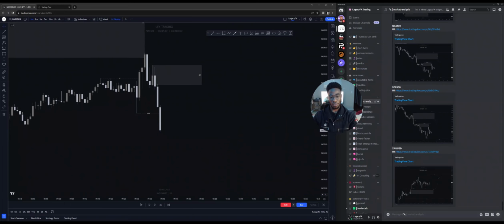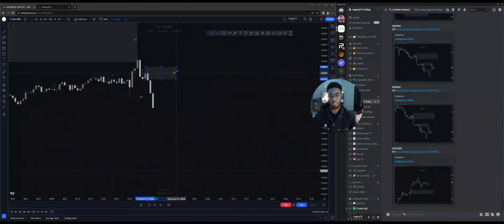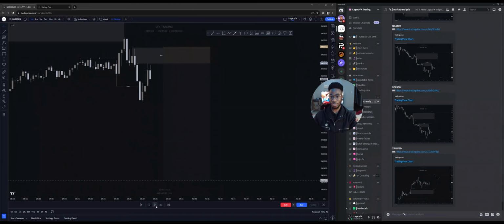And our target was the H4 low down here. Okay, so we're gonna just put this in as a sell limit. I risked 1% on this trade, risking just $1,000. Target was like a 7R. I ended up closing at 5R. I'm gonna show you guys that in a second. So let's go ahead and play price.